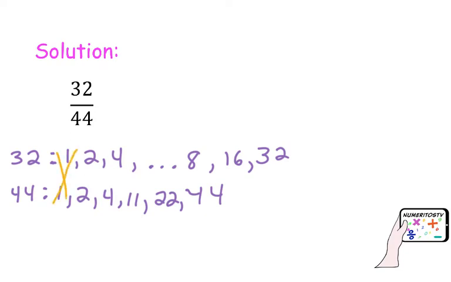So we have several factors in common. We have 2. We have 4. I think that's it, right? 2 and 4. Okay, so we have 2 and 4. So 4 is the greatest common factor.